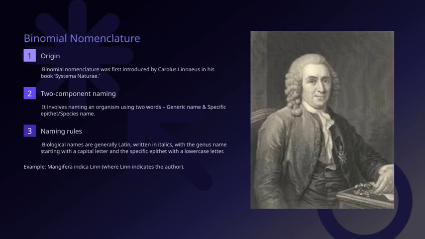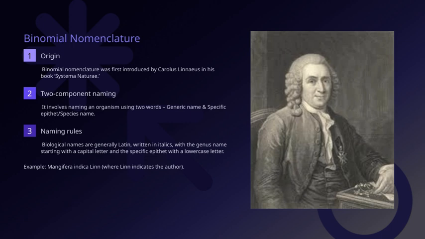Let's take a closer look at this example, Mangifera indica Linn. Here, you can see that Linn indicates the author of the name. When we write biological names, they are typically in Latin and italicized. The genus name starts with a capital letter, while the specific epithet or species name is in lowercase.